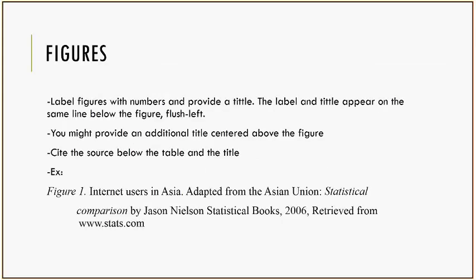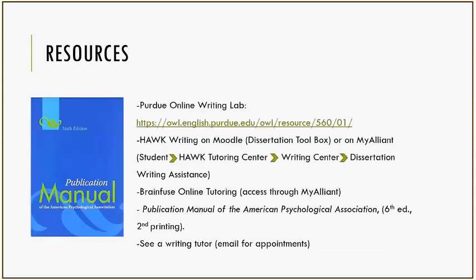And figures: label figures with numbers, and you want to provide a title. The label and title appear on the same line below the figure, flush left. You might provide an additional title centered above the figure, that's optional, and you want to cite the source below the figure and the title. For example, this could be below a table or a figure, and it would say Figure 1, Internet users in Asia, adapted from the Asian Union. So this is the source right below the figure, and it should all be single spaced. Sorry, there's a little extra space there.